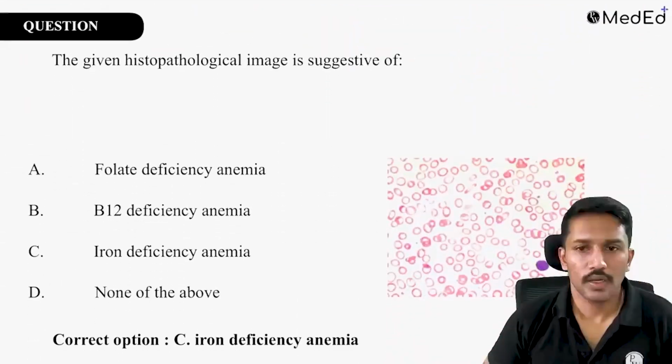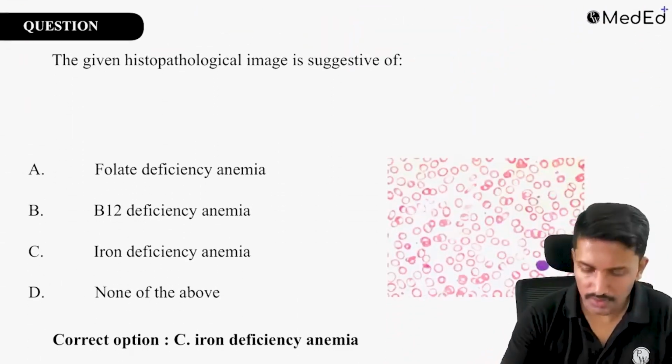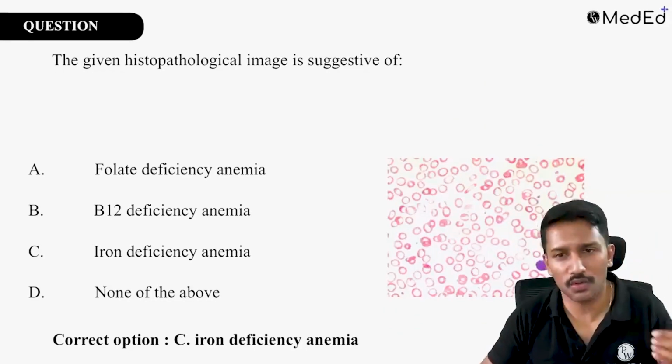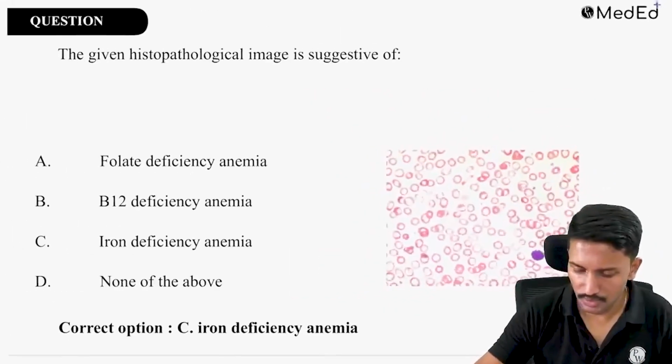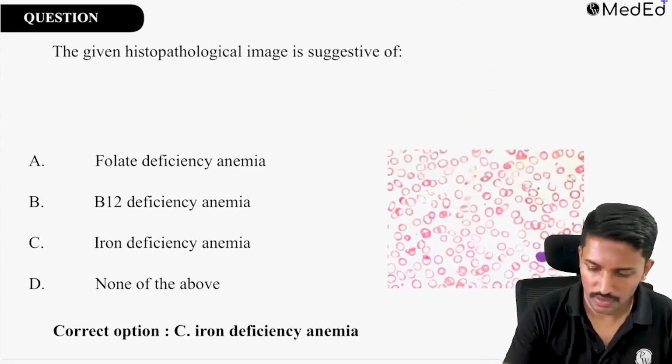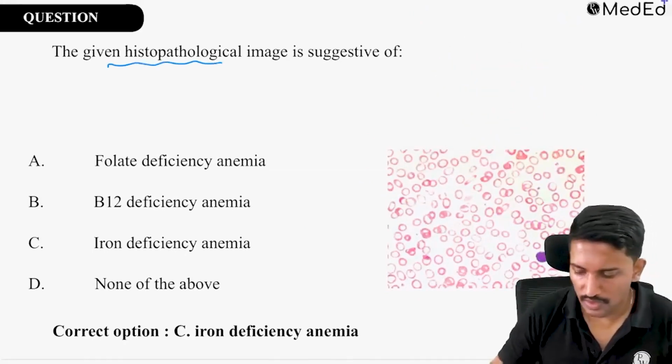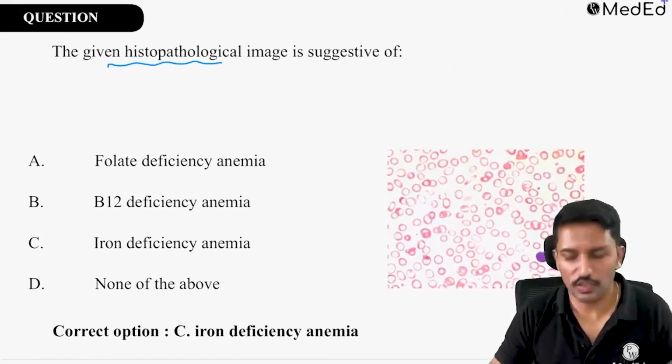Okay, next. So we will proceed with the next question. This question is pretty straightforward. You are experts on this question more than me, right? The question is simple. They have given a histopath image, basically a microscopy or a peripheral smear image, and they are asking what could be the cause for this anemia.